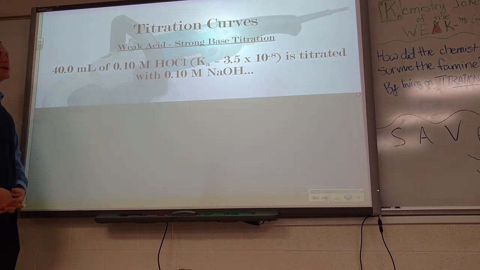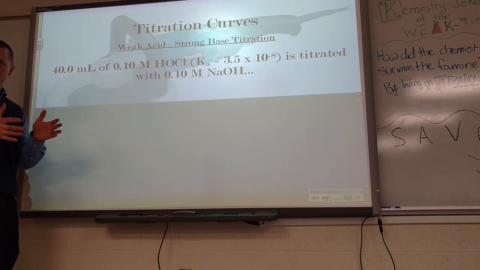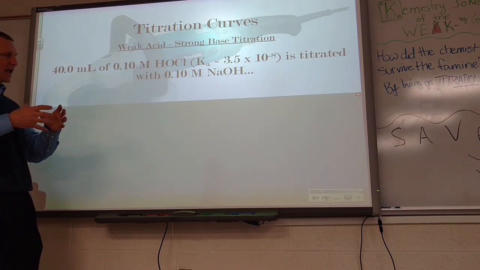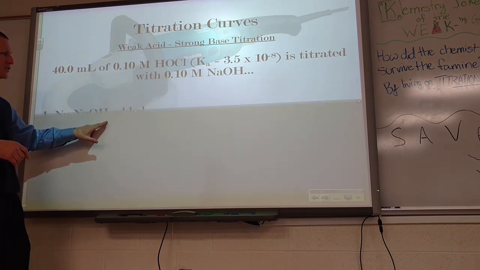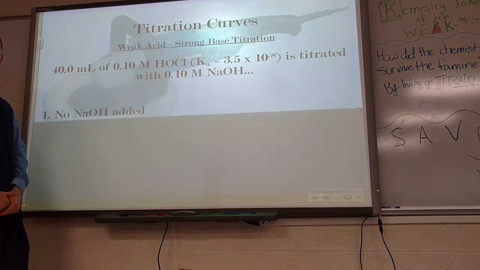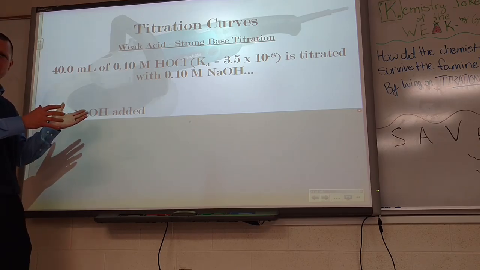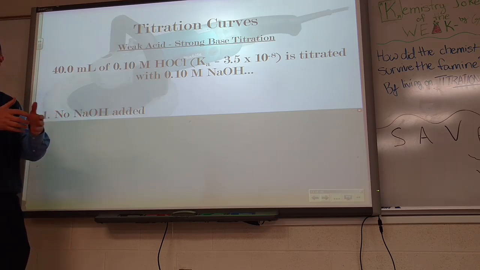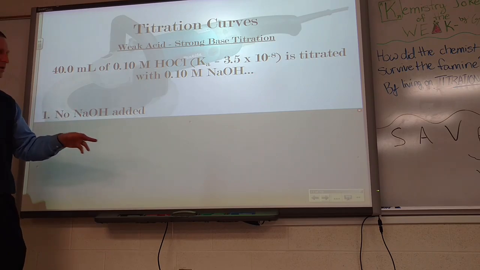So our first data point is always going to be the initial pH before any of the titrant has been added. That means we're going to have that HOCl sitting in a beaker and measure its pH. How are you going to do that? Yeah, it's just a normal chapter 14 problem. Here's a concentration of a weak acid. Here's its Ka. What's its pH?